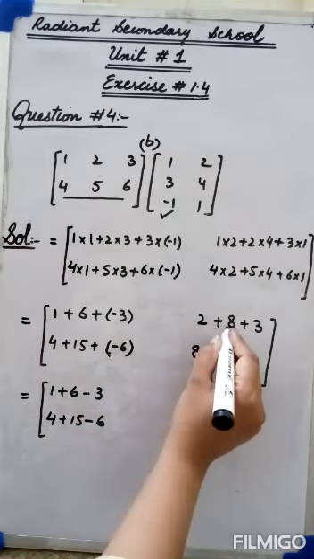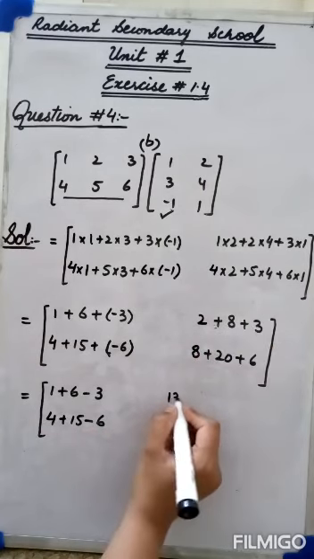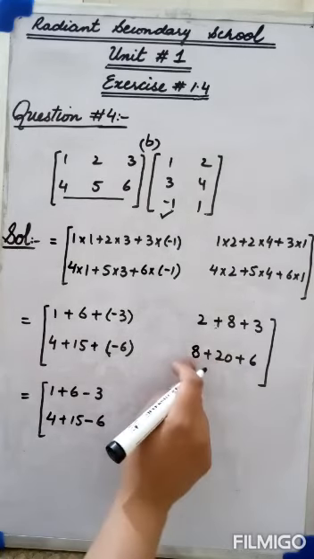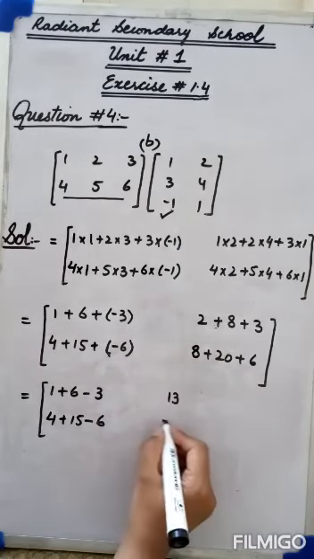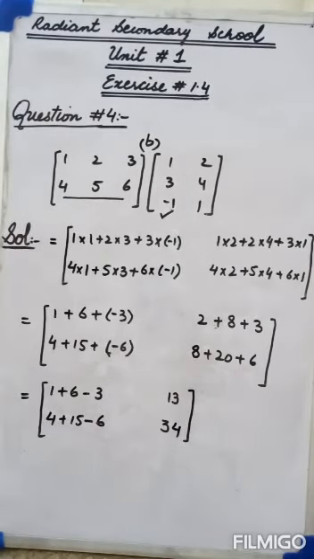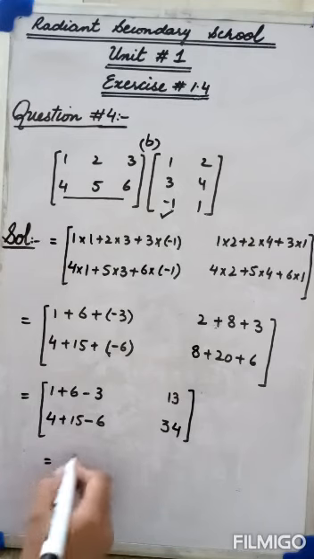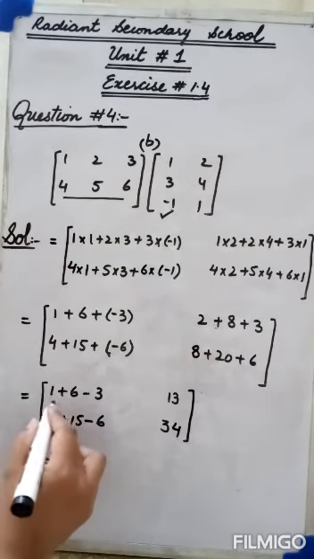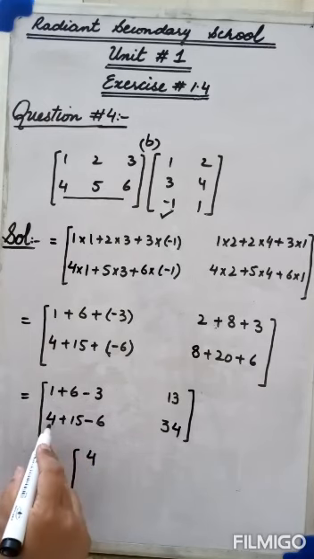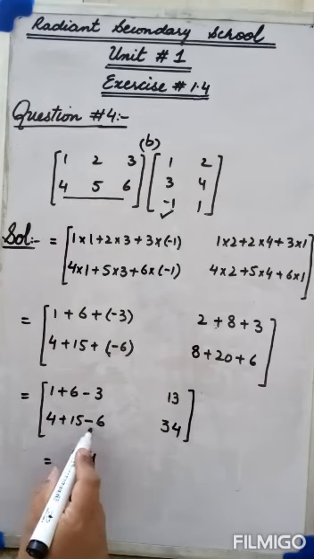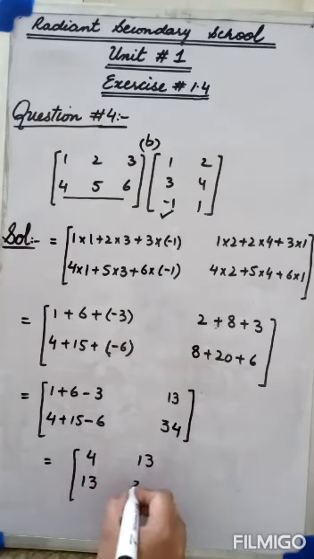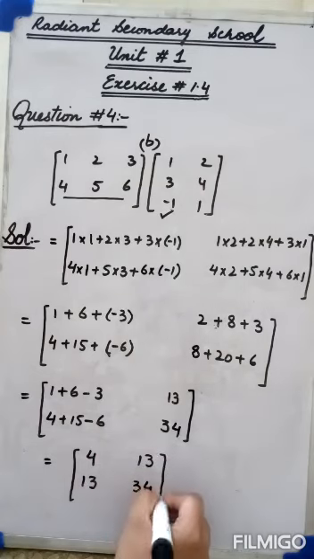Okay, now 8 plus 2, 10, 10 plus 3, 13. 20 plus 8, 28, 28 plus 6, 34. Okay. Now this side, 6 plus 1, 7, 7 minus 3 is 4. 15 plus 4, 19, and 19 minus 6 is 13. And this is 13, 34. This is your answer.